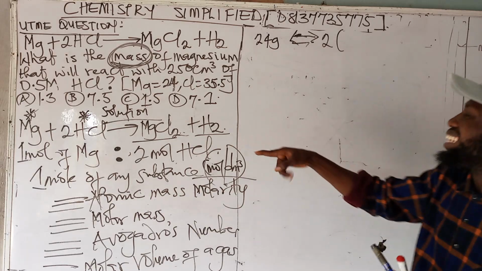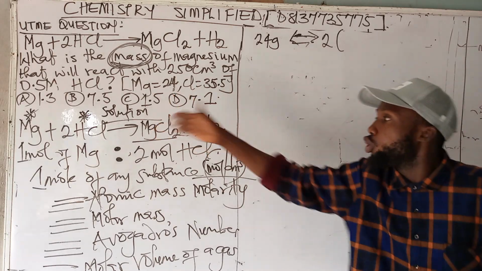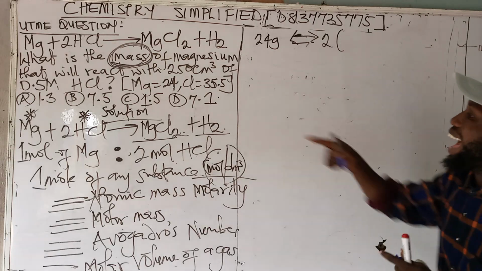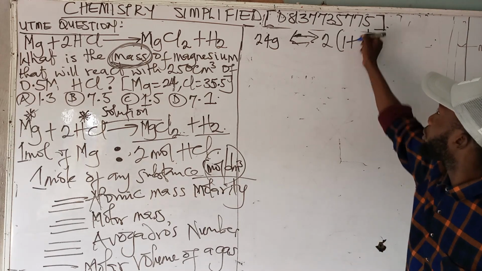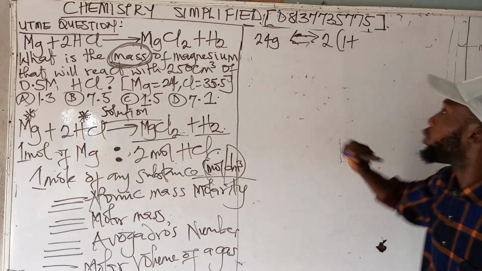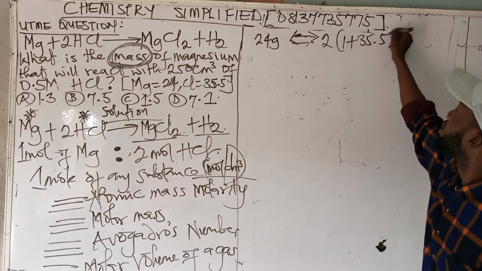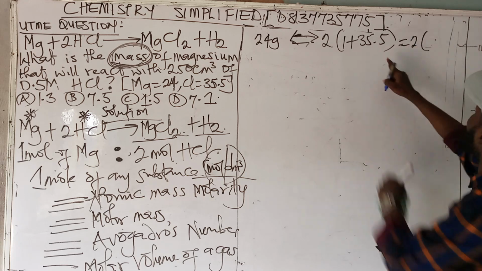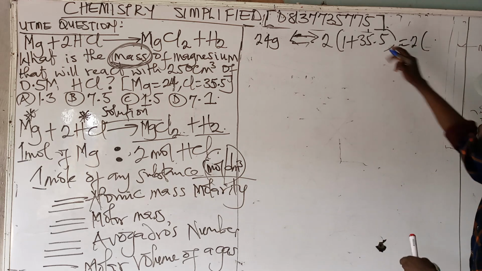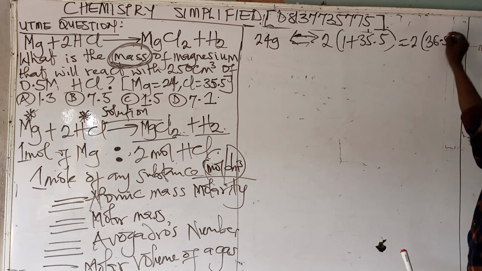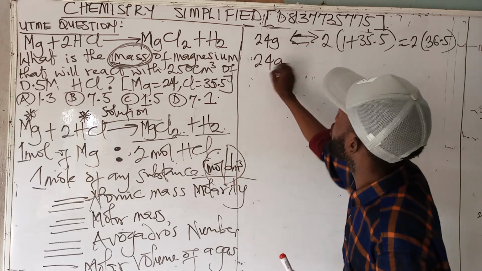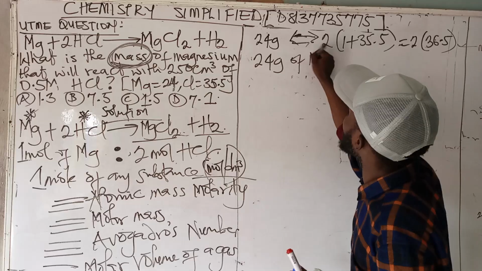So 2, the mole is going to work with it, the coefficient. So 2 times the atomic mass of hydrogen, which is 1, plus the atomic mass of chlorine, which is 35.5. This will further give us 2(1 + 35.5), which gives us 36.5. This is equivalent to 24 grams of magnesium.